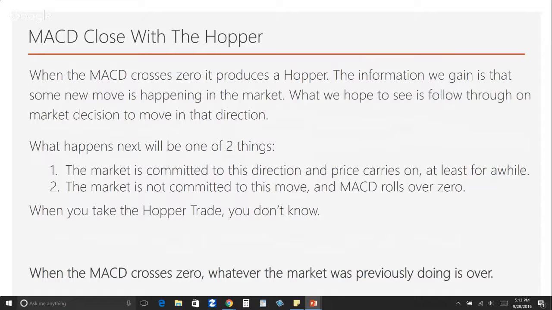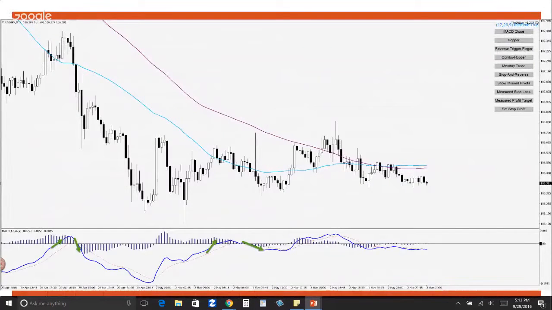When you take the hopper trade, you don't know which it's going to be. But when the MACD crosses zero, whatever the market was previously doing, it's over. It's really, really definitive information that's helpful to you, especially when you're in a hopper trade, but really when you're in any trade.